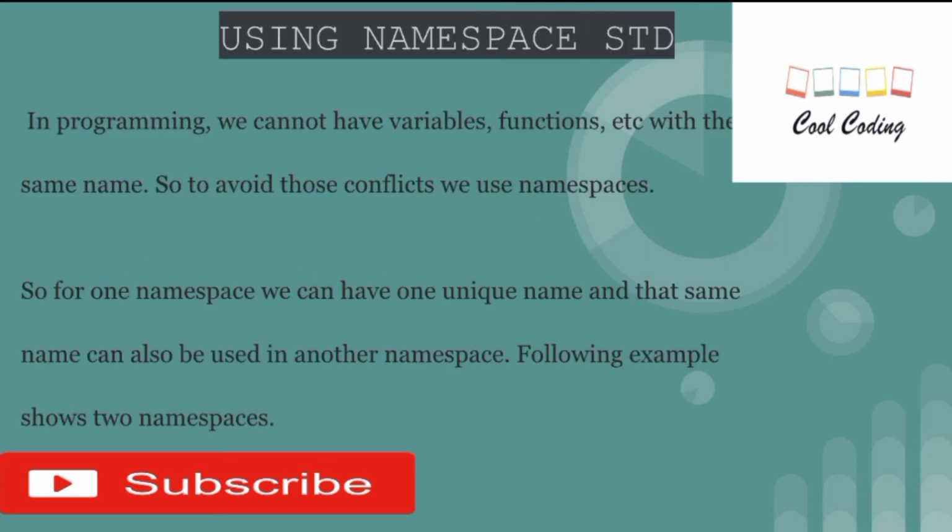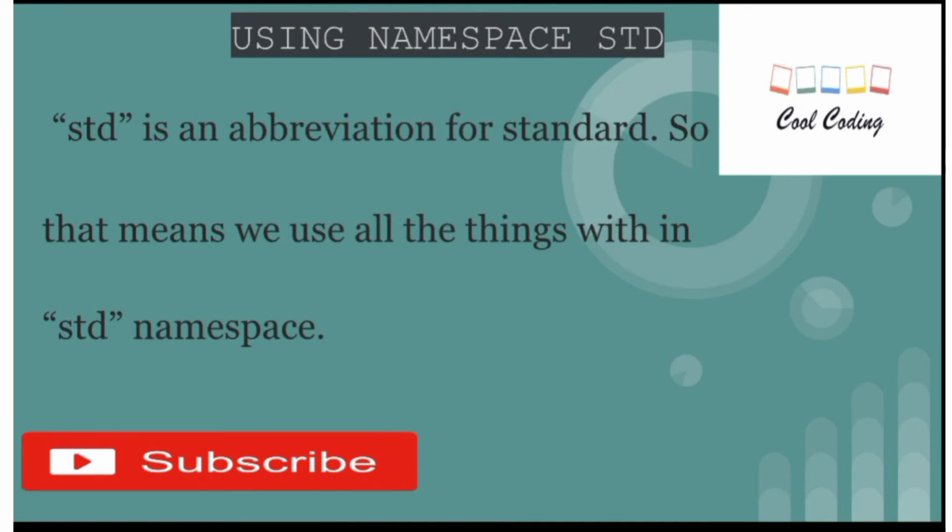Using namespace std. In programming, we cannot have variables, functions, etc. with the same name. So to avoid those conflicts, we use namespaces. In one namespace, we can have one unique name, and that same name can also be used in another namespace. Now, std is an abbreviation for standard. So it means that we use all the things within the standard namespace. Let's move on to the next.